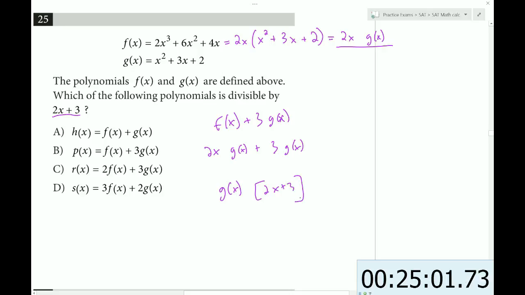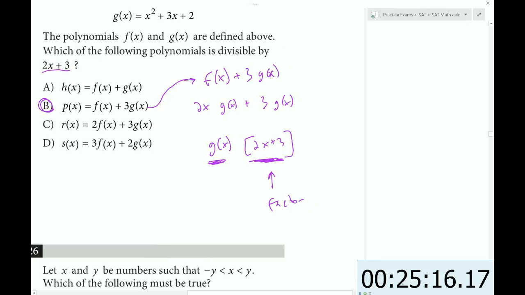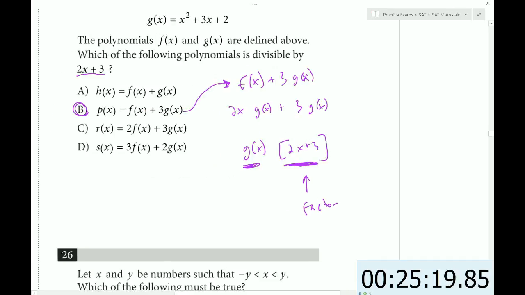So now I know that that expression that I started with is factorable into g of x times 2x plus 3. So this, notice, is a factor. So the answer is actually B, because this is kind of the choice that I looked at here. Very tough question there.